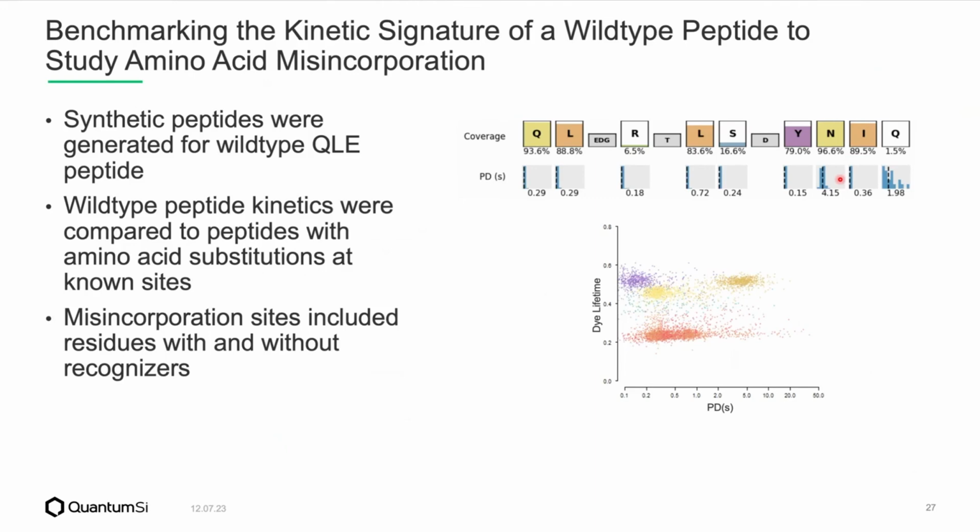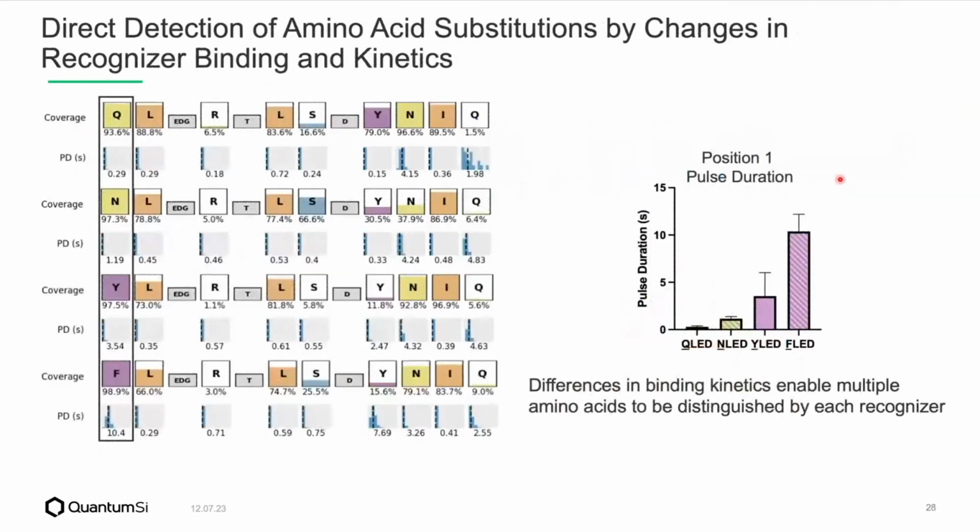Once we had benchmarked the performance of this native wild-type peptide, we then introduced a series of known amino acid substitutions at different sites throughout this protein. These mutations within the sequence either created new recognition with our current set of recognizers, or left the original sequence with new residues that were invisible to our current recognizer system. So this is one example of how these changes in the amino acid sequence can be detected on chip through a direct detection method. In this particular example, we have a series of three different peptides.